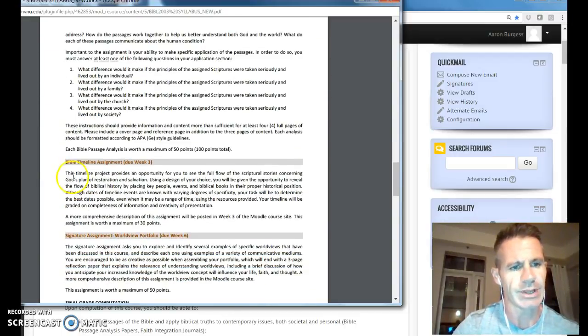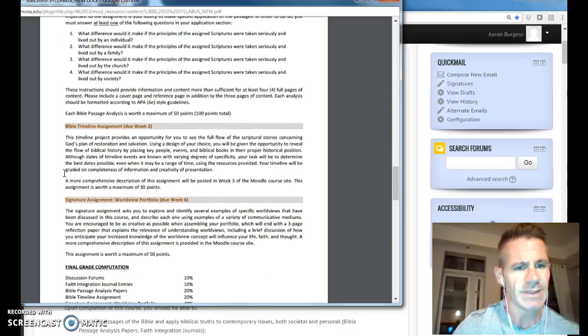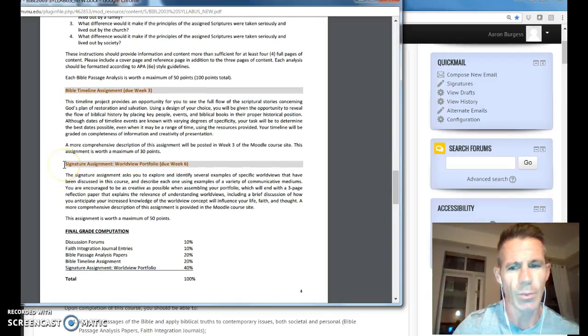They also have to complete a Bible timeline assignment. And this is an assignment that is described further in the course site. And then the signature assignment is a worldview portfolio, and there's a description in the course for how they are to complete that.